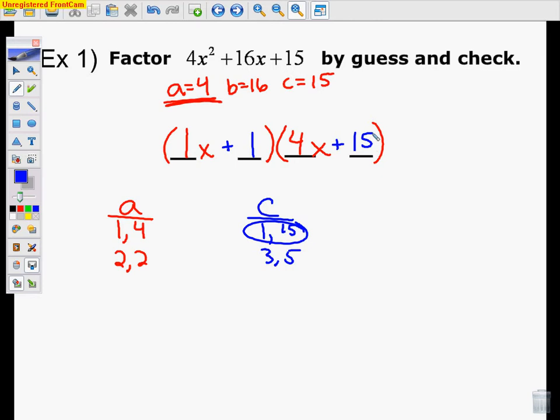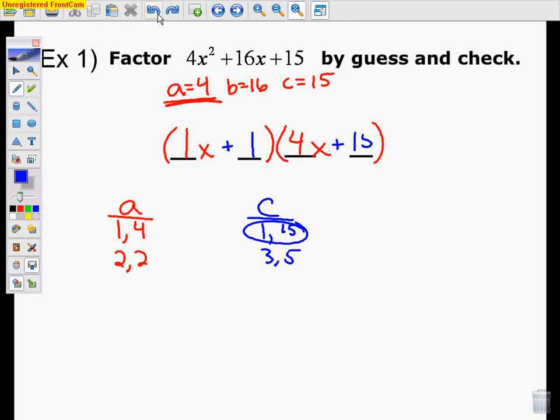Now from here, you have to check. We just guessed and put them in there. Now we're going to check. When you're checking, all you have to check is your outer and your inner. You multiply the outer together and add it to the product of your inner. So 1x times 15, that's 15x. 1 times 4x, that's 4x. Does that equal 16x? It doesn't. That equals 19x. So this one couldn't have been the pair.